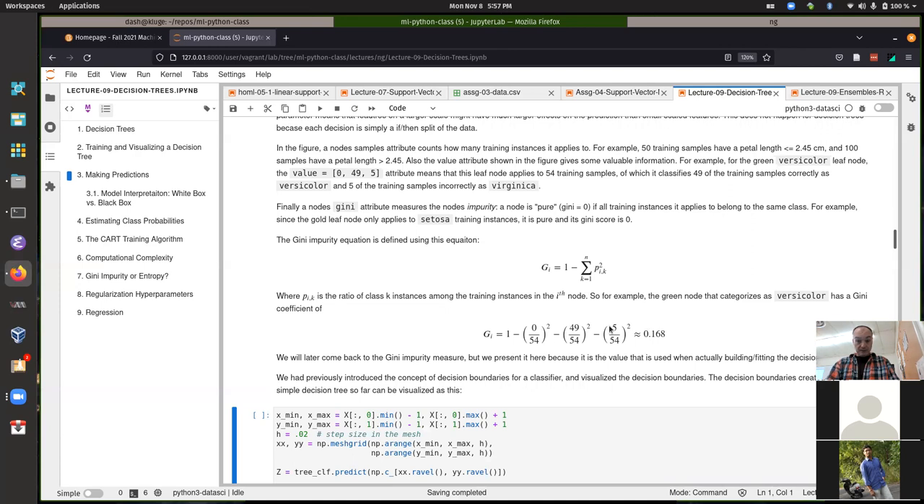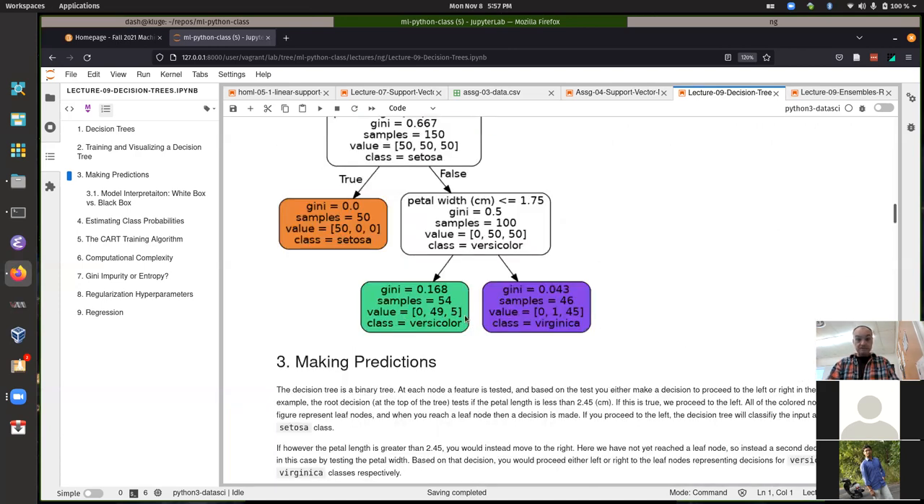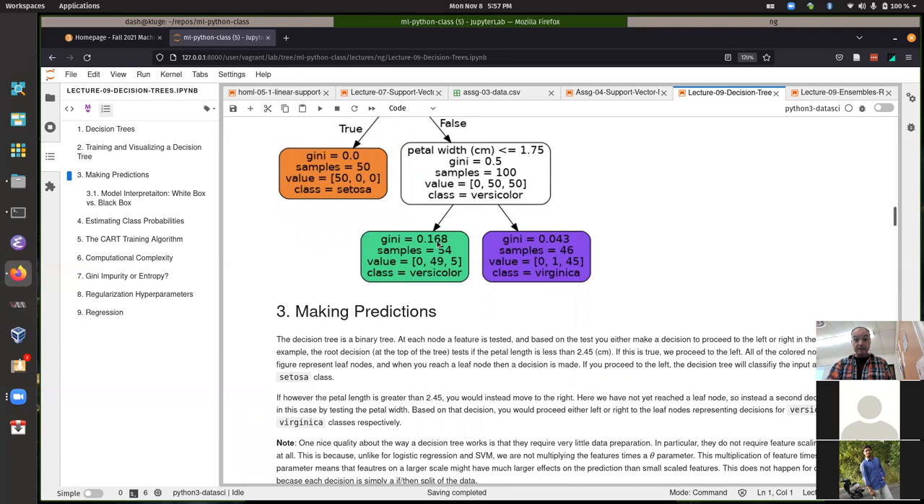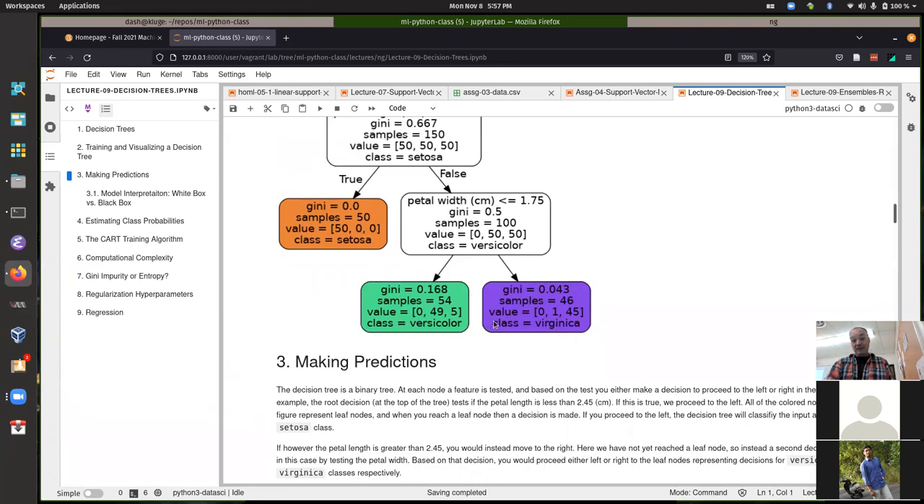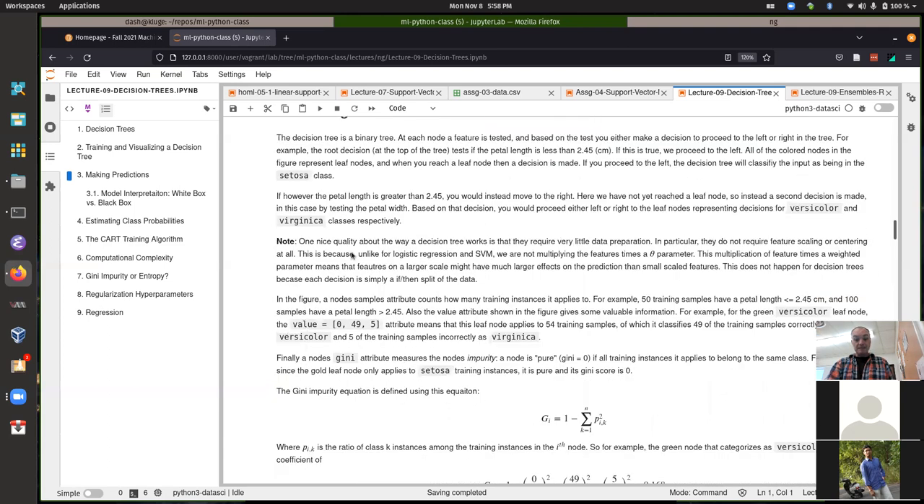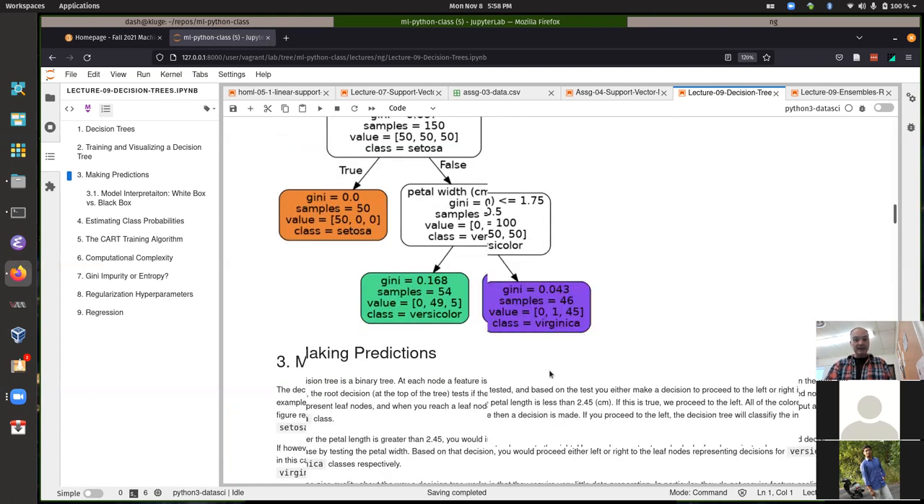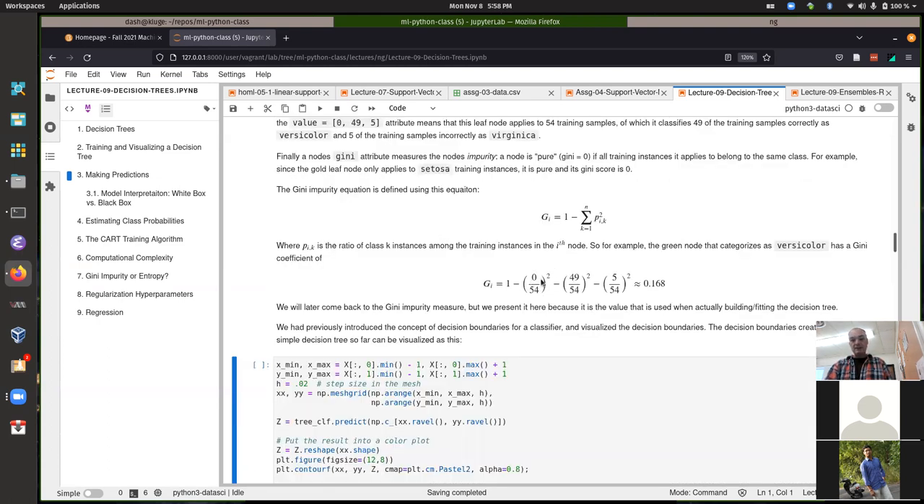So if you do this for the node with 0, 49, 5, you get 0 over 54 squared, 49 over 54 squared, and 5 over 54 squared. You can sum these up and take one minus the sum, or equivalently, one minus that, minus that, minus that. That comes up with a value of 0.168, and that's what's being reported here. So what does that measure? An impurity of zero means, for example, that the number of samples is 50, so you would have 50 over 50, which is one, which squared is one. The other two would have been zero. That's why it ends up being zero.